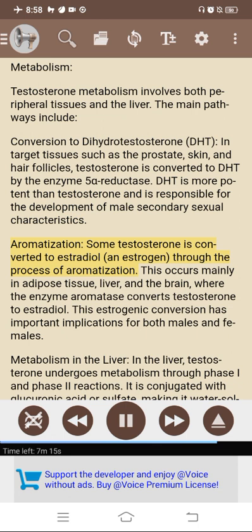Aromatization. Some testosterone is converted to estradiol through the process of aromatization. This occurs mainly in adipose tissue, liver, and the brain, where the enzyme aromatase converts testosterone to estradiol. This estrogenic conversion has important implications for both males and females.